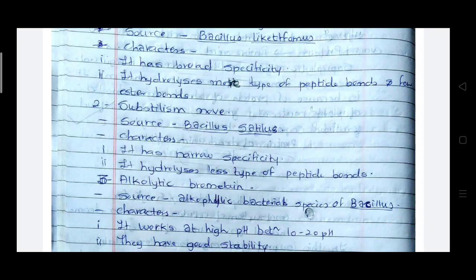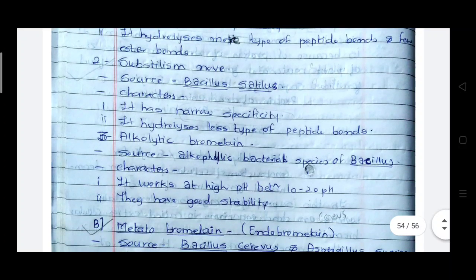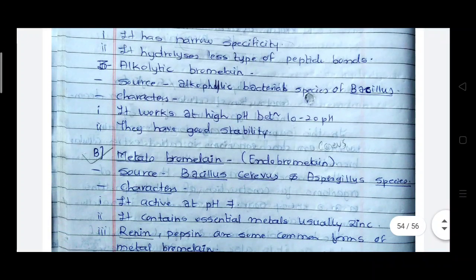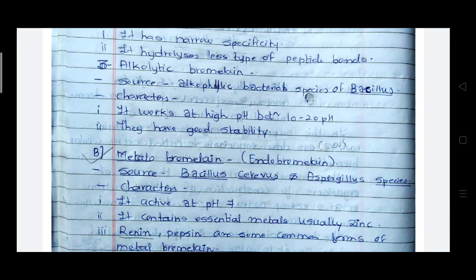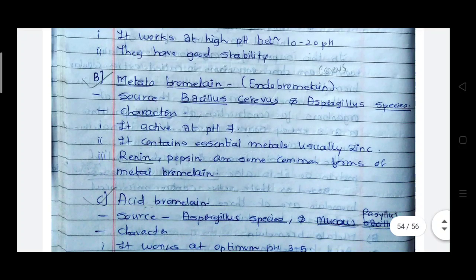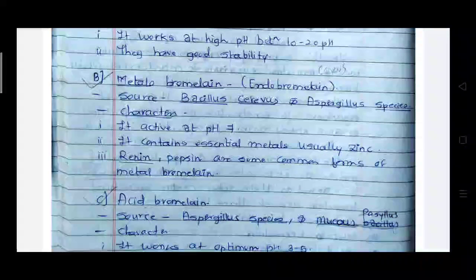The next is alkaline bromelain. Its source is alkalophilic bacteria, species of Bacillus, and it works at high pH, between 10 and 12, and has good stability. Then metallobromelain, which is also known as endobromelain. Its sources are Bacillus cereus and Aspergillus species. It is characterized by an active pH of 7, and it contains essential metals, usually zinc.